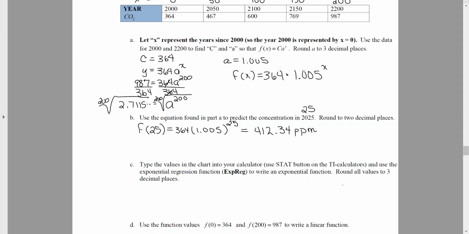Okay, that's what your Y value, remember, was representing: parts per million of carbon dioxide. Let's put that in there.